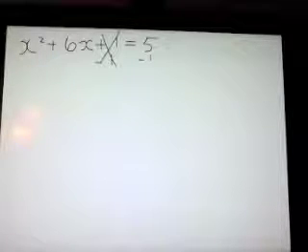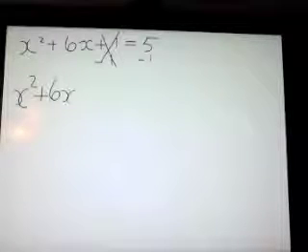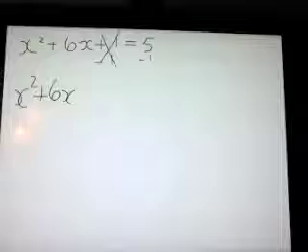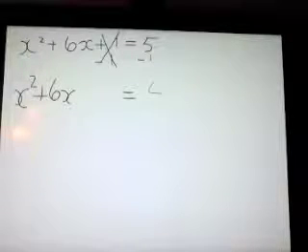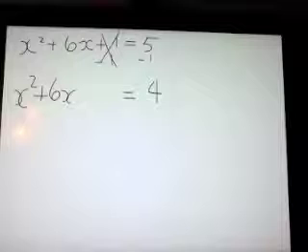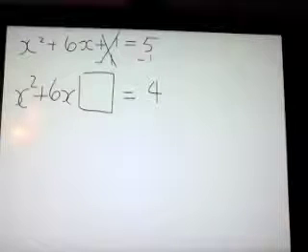So what that leaves us with on the left-hand side is x squared plus 6x. And then we're going to leave a little bit of space, and I'll show you why. On the right-hand side, we have 4. The reason we left the space is because we're going to add something right there that makes that left-hand side a perfect square. That's the goal.